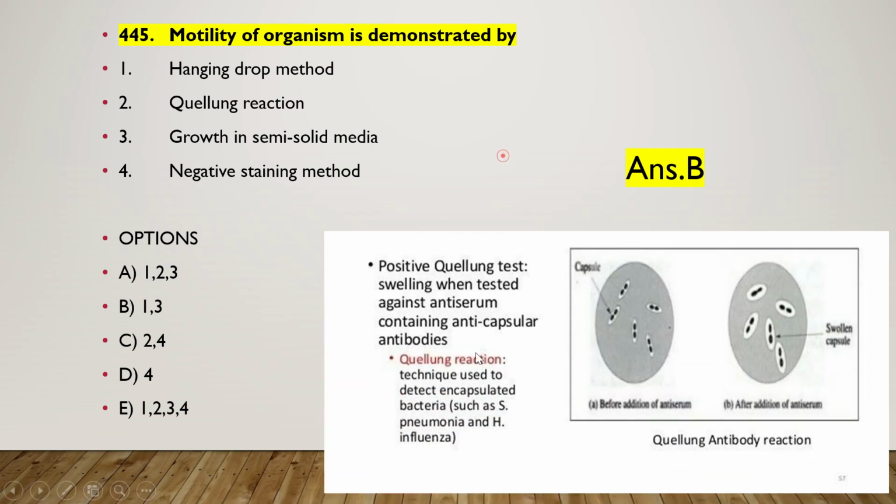Next one is, and here we can see the Quellung reaction. So positive Quellung reaction where capsule swelling occurs when tested against antiserum containing anti-capsular antibody. So in normal condition capsule is the outer coat, but in the Quellung reaction we can see the swelling of the capsule by the attachment of the anti-capsular antibodies.